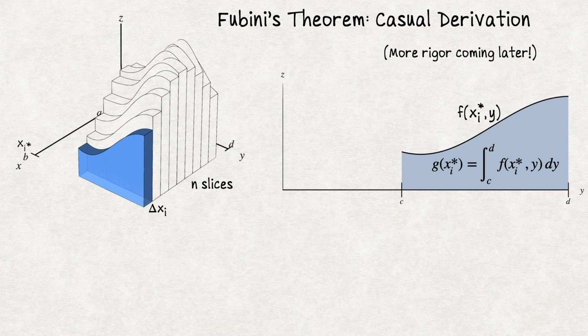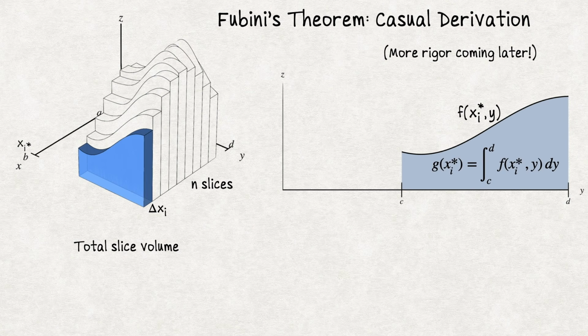It's a function of the fixed x that we chose to be the representative for the subinterval. So I will say g of xi star, where that's like our slice point along the x-axis, is equal to the definite integral from c to d of f of that fixed slice value comma y. Were you to actually anti-differentiate this, you would plug in for y and be left with a function of xi star.